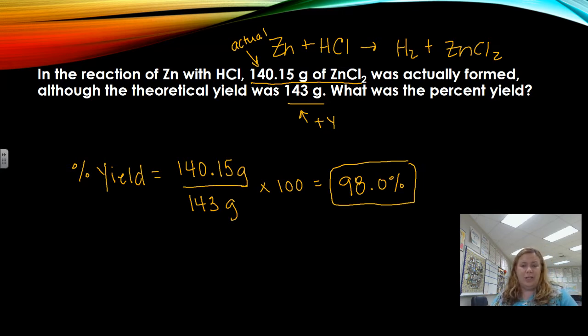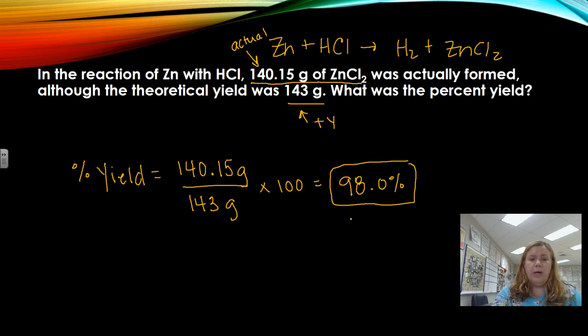Typically, in real life we don't get really close to 98% yields. Experiments are very difficult sometimes, especially in a high school lab. So honestly, anything that's over about 70% is a very good yield. Even 50s or 60% are fair and doable. Anything below 50%, you should do it all over again to try to get a much better yield. But just keep in mind 98% is an excellent yield.